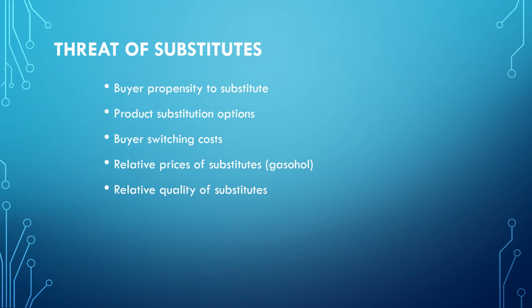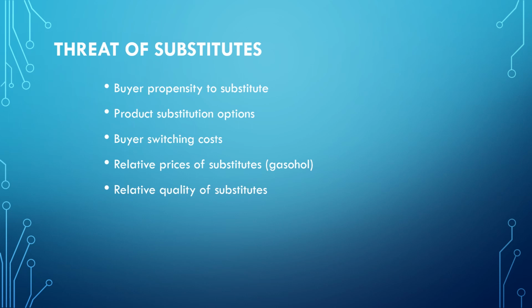So the idea behind threats of substitutes is that if people have options rather than just your product to purchase, then of course the amount of profitability in a particular industry tends to go down. And that, of course, is impacted by the buyer's propensity to substitute. Are they willing to substitute? Product substitution options. Are there lots of options available? Buyer switching costs, of course, and the buyer switching costs refer to how much it costs to change from using one product to another.